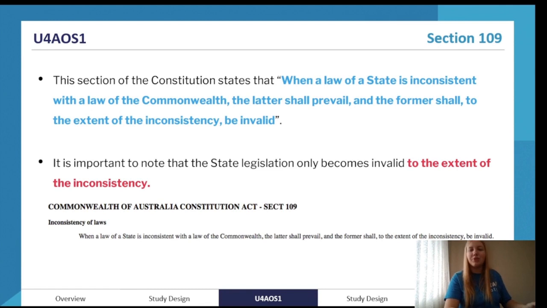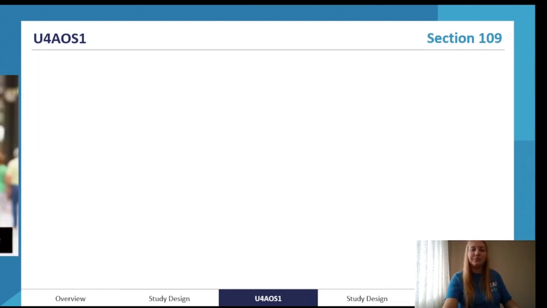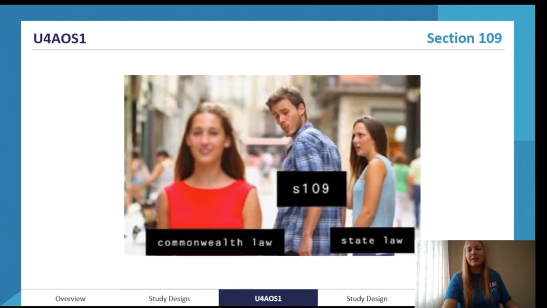So what does this Section 109 do? It obviously gives more power to the Commonwealth and takes more power away from the states in terms of lawmaking. As you'll see later for Unit 4, this is an ongoing theme. Everything takes away power from the states and gives more power to the Commonwealth. We'll look at this when we see more High Court decisions and more disputes that have come up. So we can see that there.